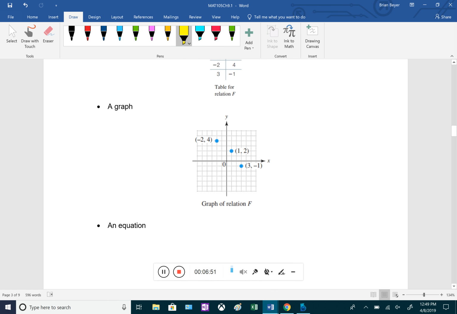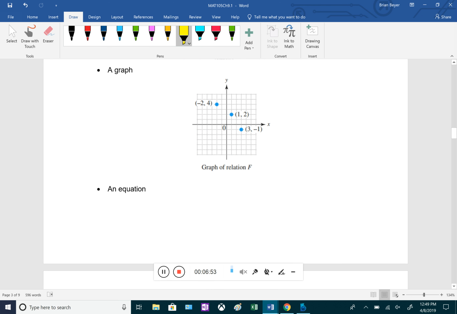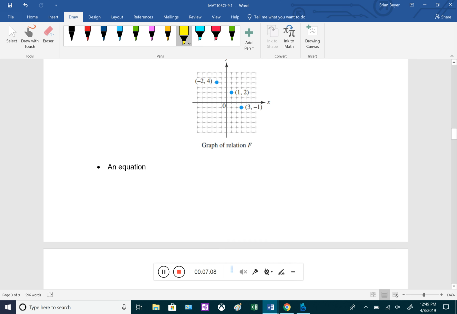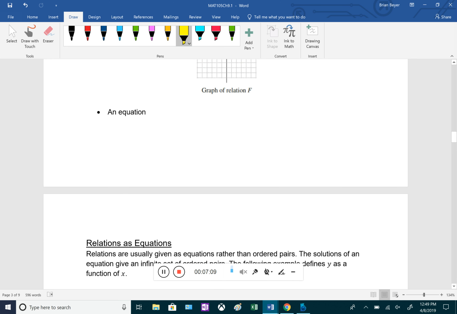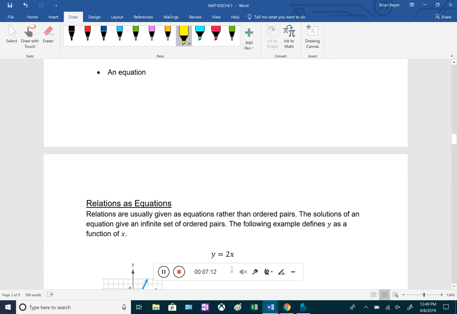And another one is a graph, which we've also seen before. We graph them as xy coordinates on the rectangular coordinate system. So we have the coordinates 1, 2, -2, 4, and 3, -1, because they're just x's and y's. And the last way here is going to be an equation, which we'll focus on for this next page here.